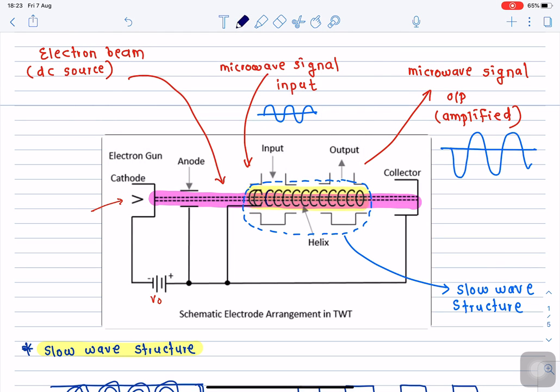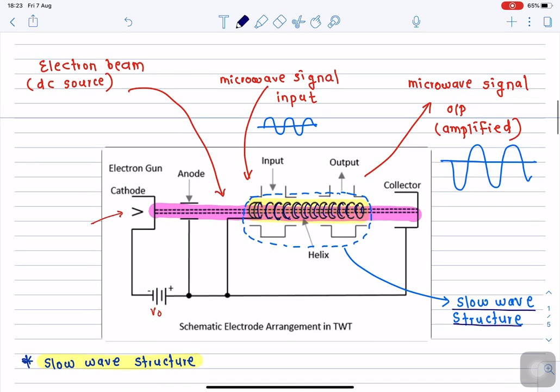Now whatever you observe, the coil-like structure over here is nothing but the slow wave structure. This slow wave structure is purposely kept in the path of the electron beam. The RF microwave input signal which we want to amplify is given as an input signal to one of the ports placed at this glass tube. Okay, so this microwave signal when injected over the slow wave structure will start propagating in the axial direction in this way, and this will give the axial electric field.